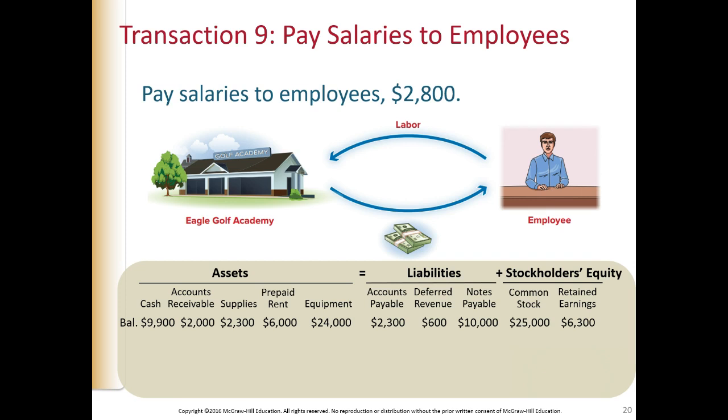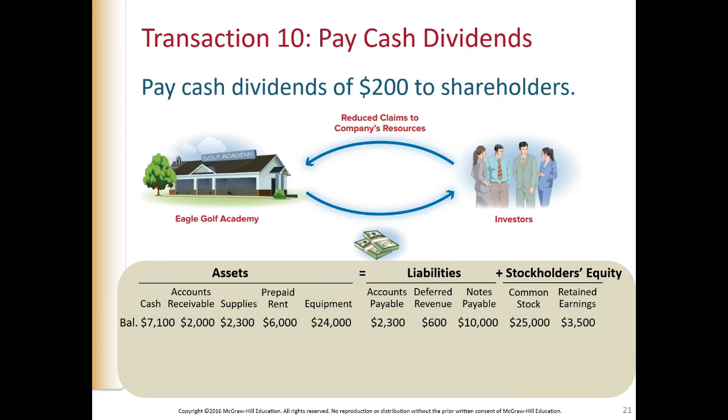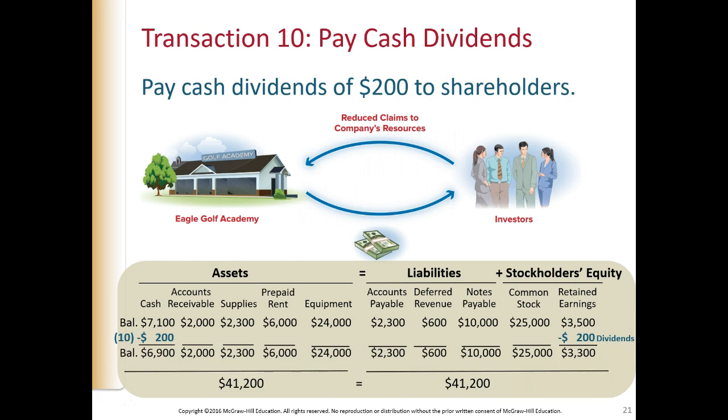Transaction 9, let's pay our employees. We pay them $2,800. Cash goes down, and salaries expense, just like any revenue or expense, goes under retained earnings. So negative on both sides. The equation still balances. And finally, the corporation decided to pay some dividends to the shareholders, to the owners. So let's pay $200, use cash, cash goes down, and also dividends go under retained earnings, and that's a negative $200. Add everything up, and still the two sides balance, and we were at $41,200 at this point.